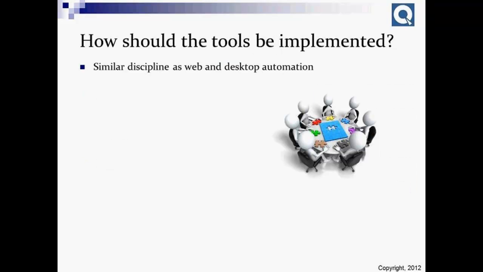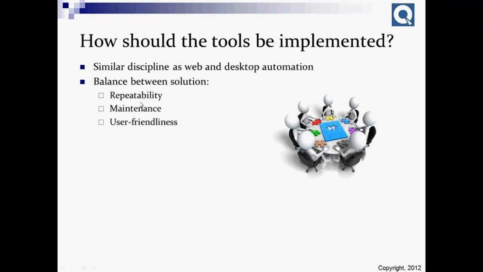So yes, the similar discipline is web and desktop. What we're looking for is, again, repeatability. This is just basic automation discipline when we're putting together a solution. We want repeatability. We want to be able to maintain things so we're not spending a lot of time updating code, and so that we can do things relatively quickly when maintaining all of our test cases. The things that are going to cause problems are if the application screen flows or objects change, then we're going to have to maintain our scripts.